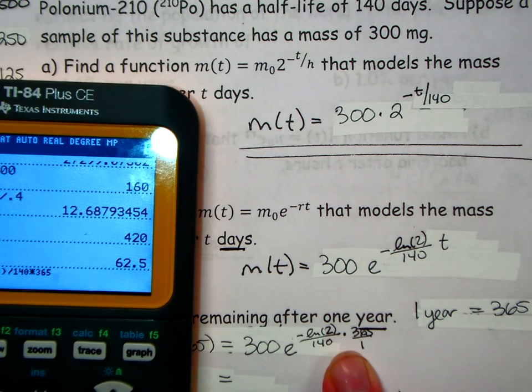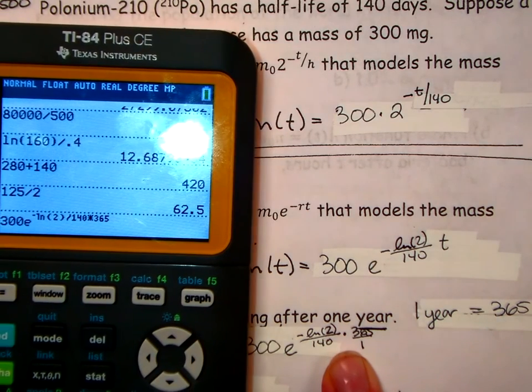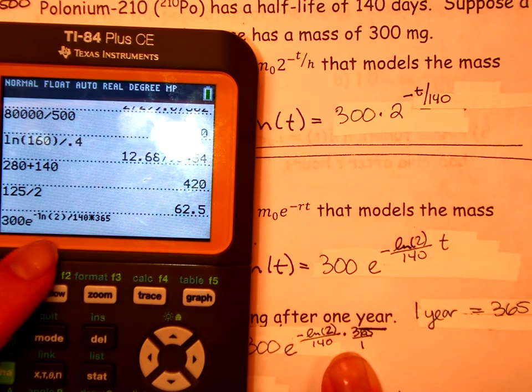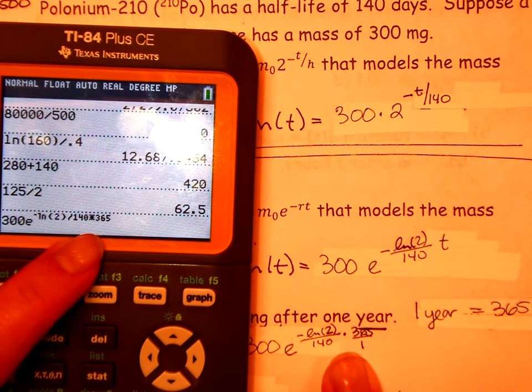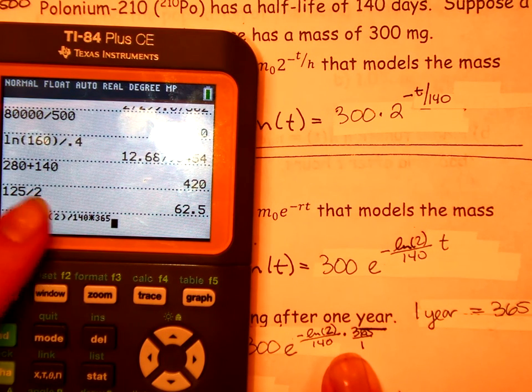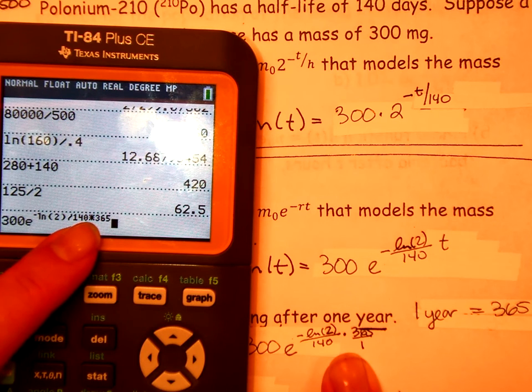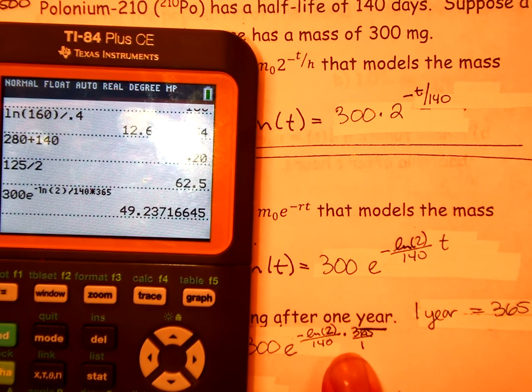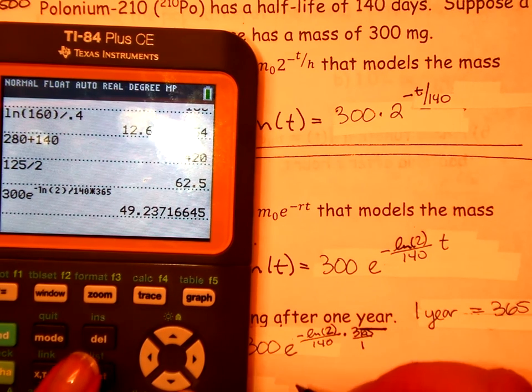Okay. Can you see that? 300 e to the negative ln of 2 divided by 140 times 365. It will do this in the correct order because we just do division and then multiplication in order from left to right, so it's going to calculate it correctly. And so I get 49.237.